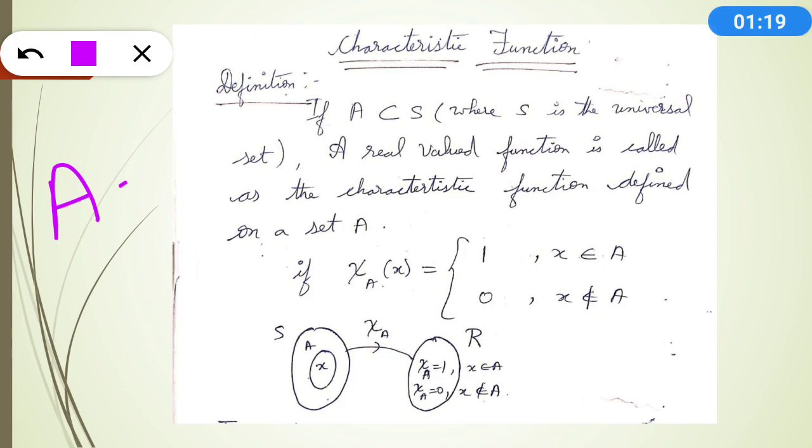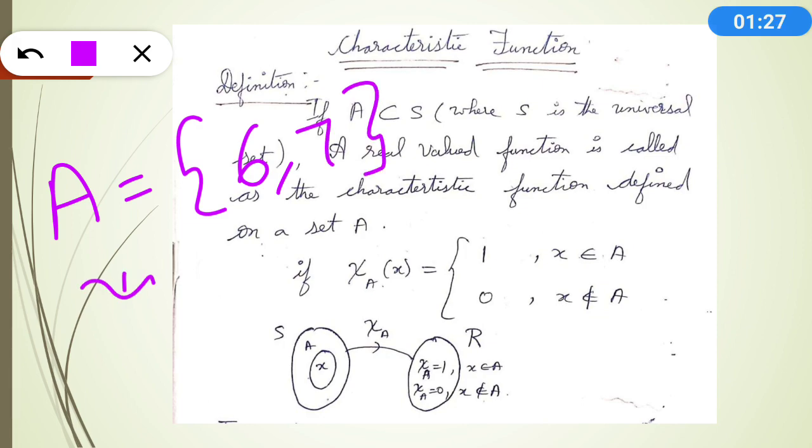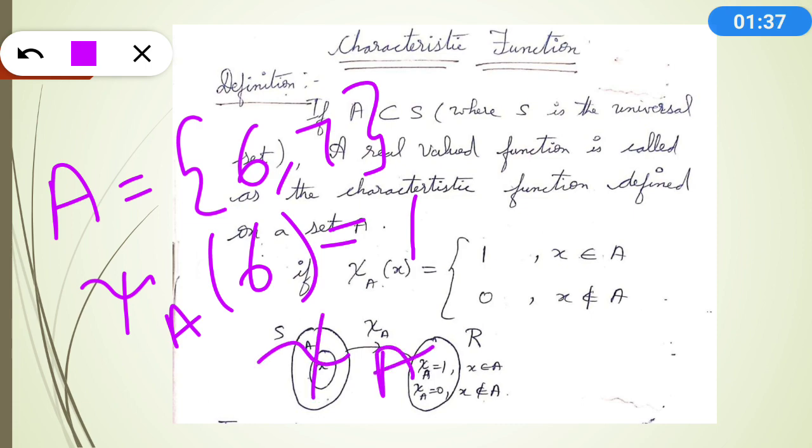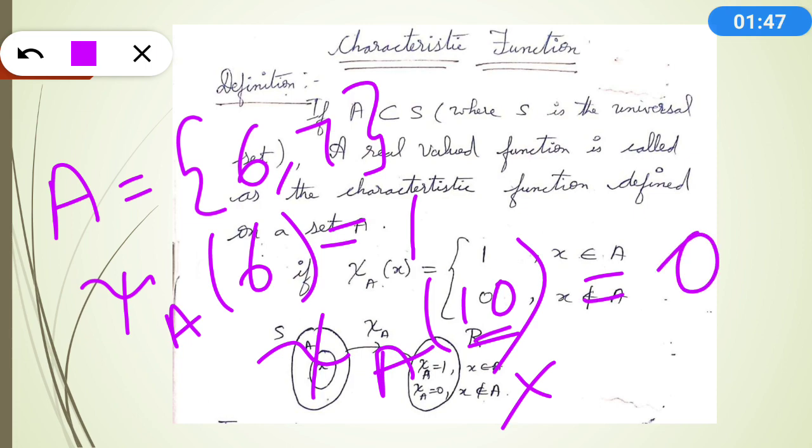Okay, now I will show an example. Suppose my A is a set with elements 6, 7. Then what will be the value of psi A of 6? It will be 1. And psi A of, let me take 10. Psi A of 10 will be, does this 10 belong to A? No. That means the value will be 0. I hope you understand the very basic definition of characteristic function. We'll move on to the theorem.